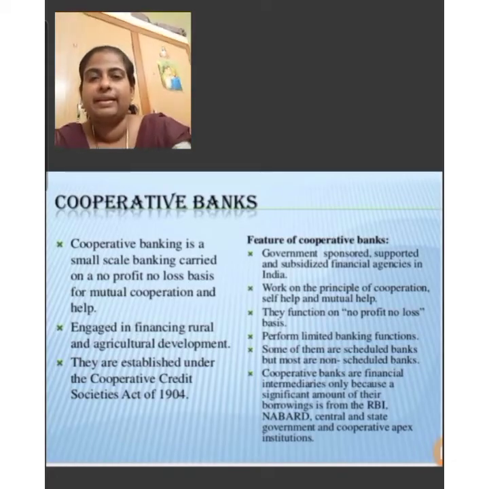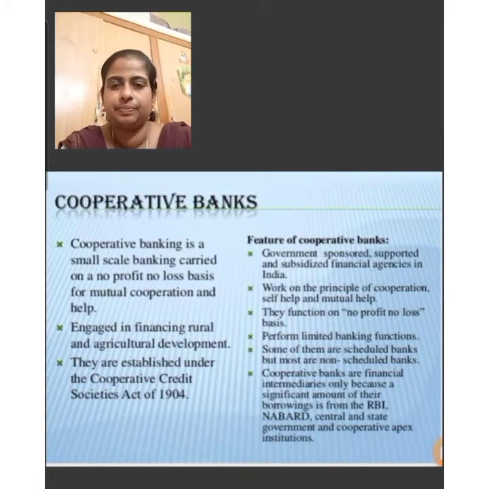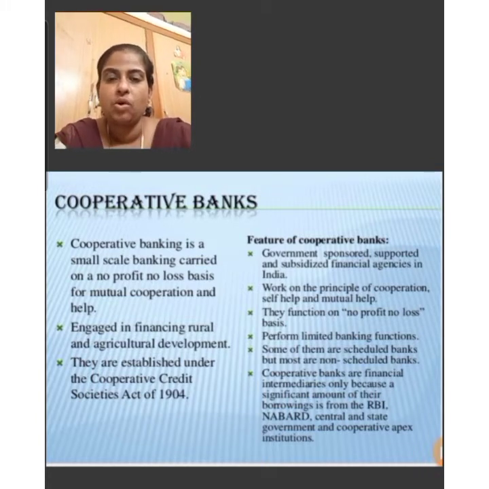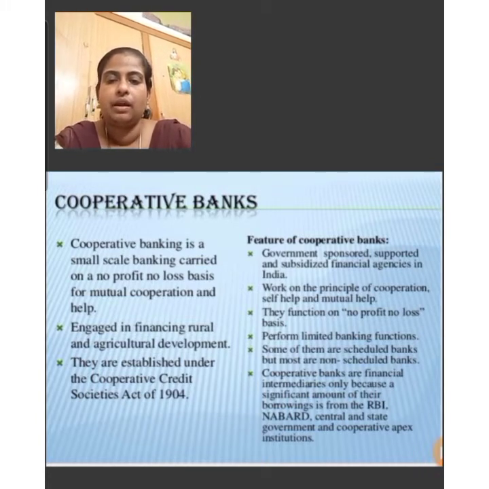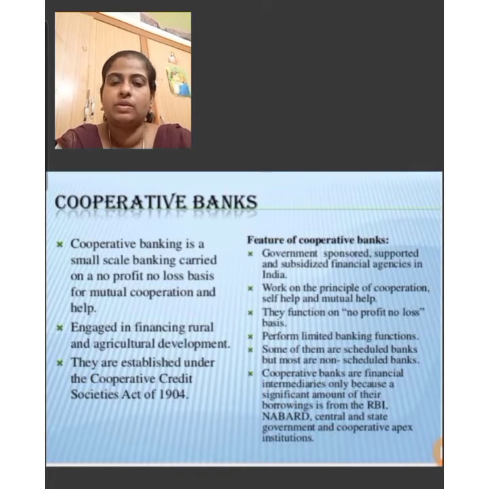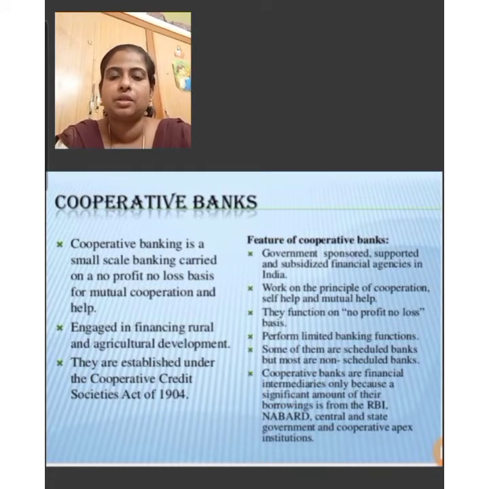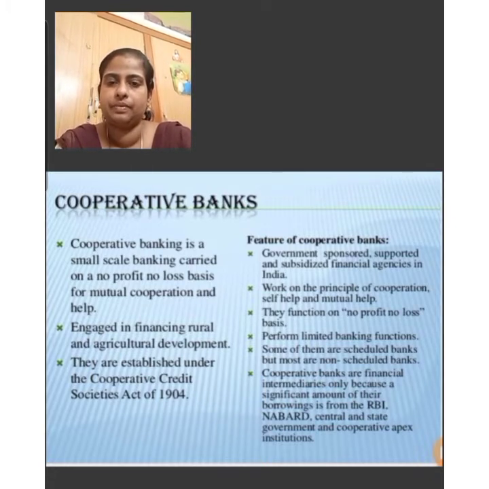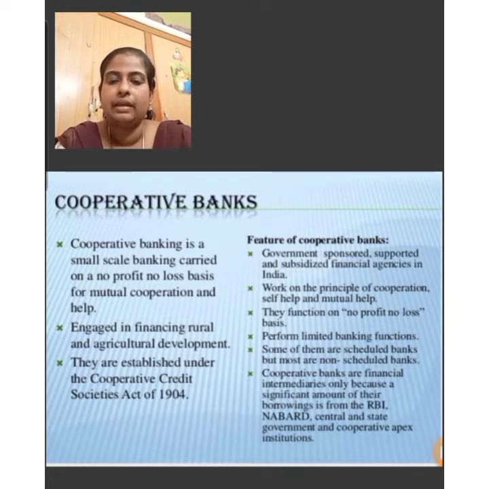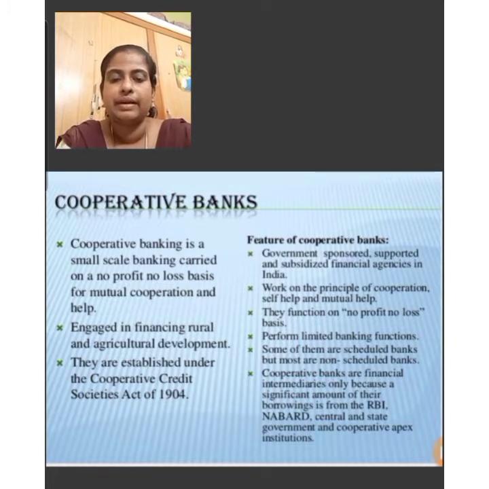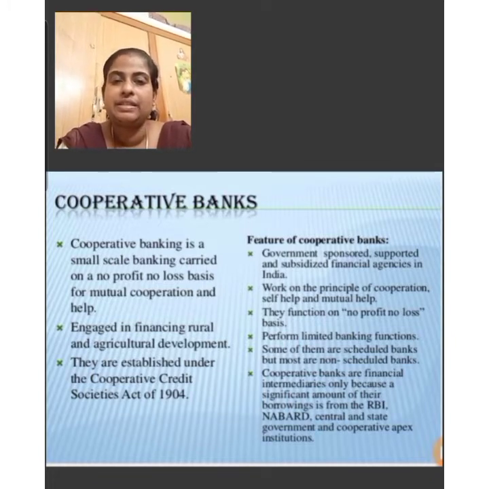The second type of bank is cooperative banks. Cooperative banking is small scale banking carried on a non-profit or non-loss basis for mutual cooperation and help. These banks are engaged in financing rural and agricultural development. They are established under the Cooperative Credit Societies Act 1904.